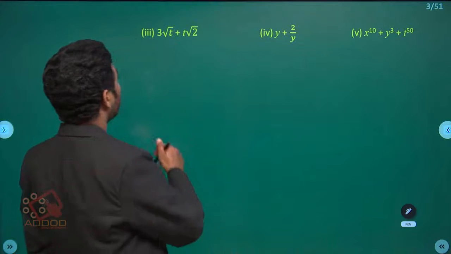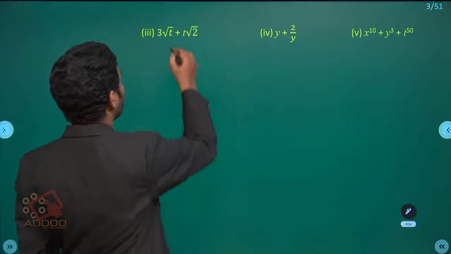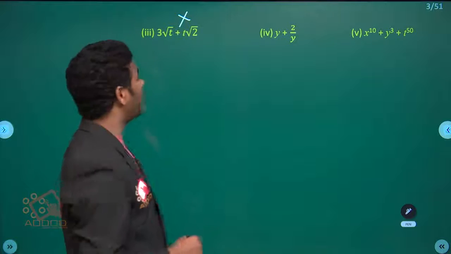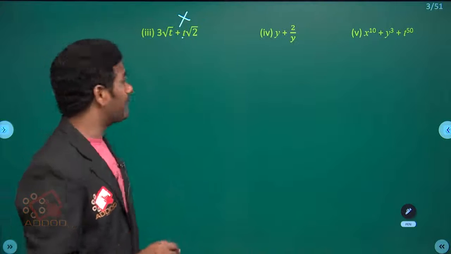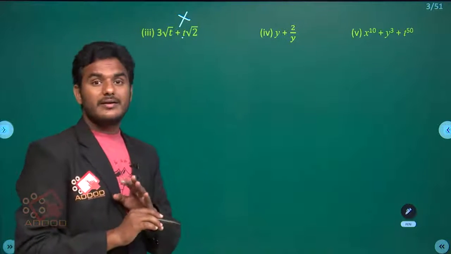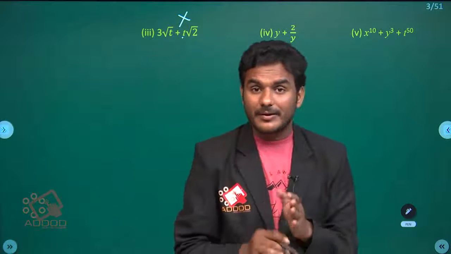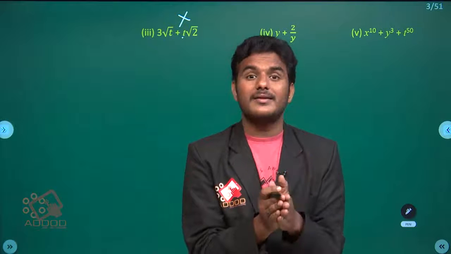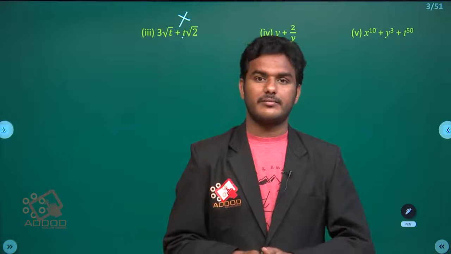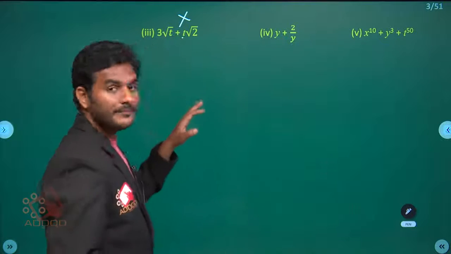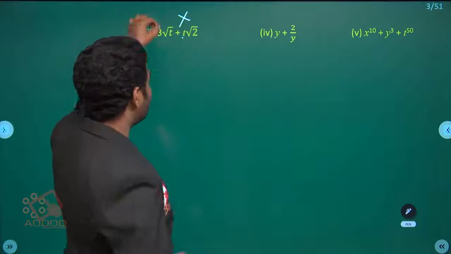Now in this, whether it is a polynomial or not, this is not at all a polynomial. Why? Because here the variable is t, but for that variable we have a root. A polynomial does not contain any root. If it is a polynomial, compulsorily a non-negative integer power should be there for the variable. Here t is the variable, but t contains the root. So this is not at all a polynomial.